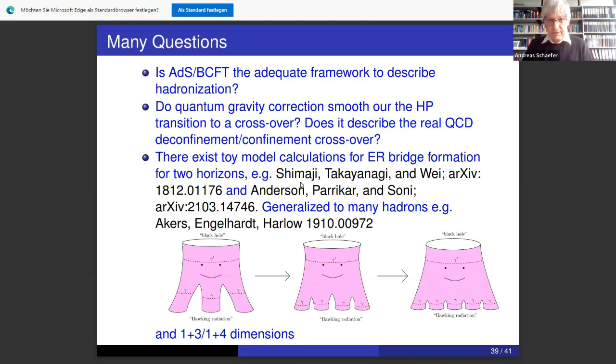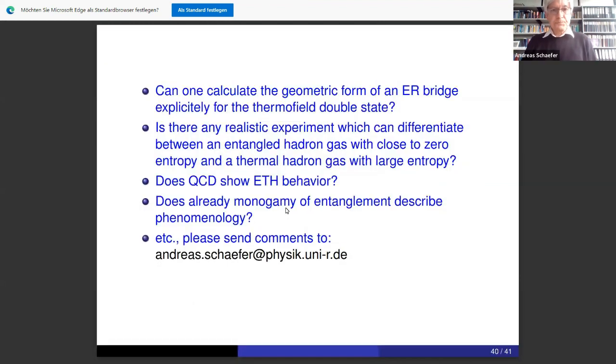There exist actually toy models for Einstein-Rosen bridge formation, like for example, from your black hole you create many more daughter black holes and all of them get entangled. But all of that is only done in 1+1 dimensional quantum field theory, and it's not clear whether this really carries over to QCD. Okay, and then there are many more questions, such as whether one can really calculate the form of these Einstein-Rosen bridges, which are very schematic in this Maldacena-Susskind paper and so on.